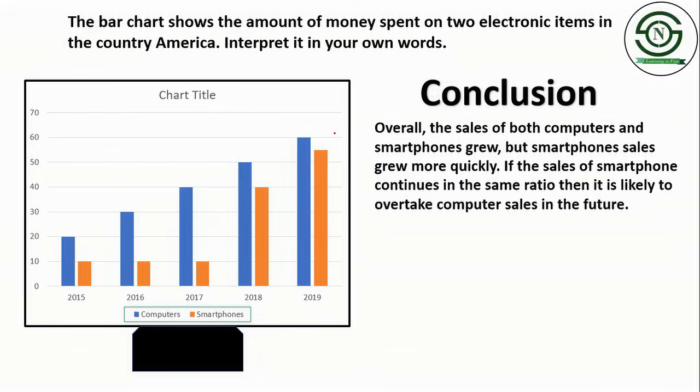overall the sales of both computers and smartphones grew, but smartphone sales grew more quickly. If the sales of smartphones continue in the same ratio, then it is likely to overtake computer sales in the future. So that's what you have predicted, looking at the very trend of this bar graph.